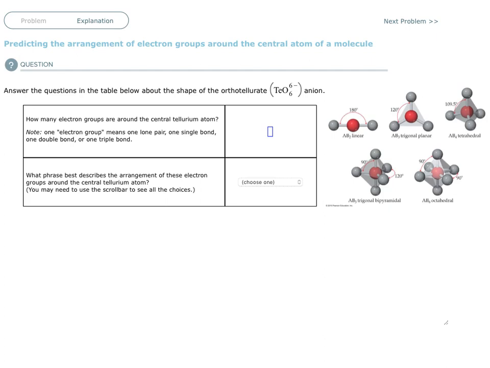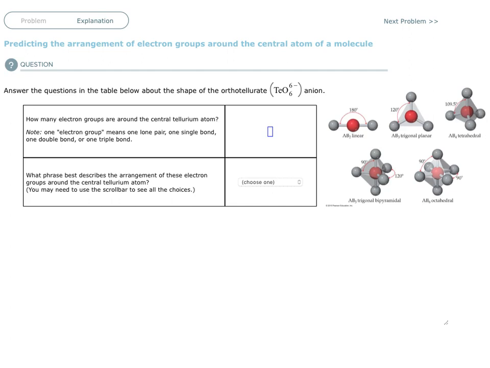Welcome back. This is an Aleks training video on predicting the arrangement of electron groups around a central atom of a molecule. So if you have a molecule, there's going to be a shape of that molecule, and you can actually make some guesses as to what that shape will be based upon what is in it and how many things are attached to what, how electronegative or positive something is. You can make some guesses of exactly what that molecule is going to look like, even though you can't see it.